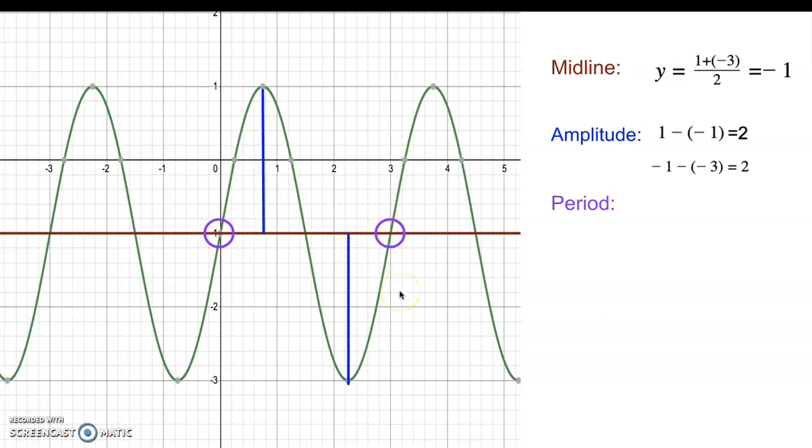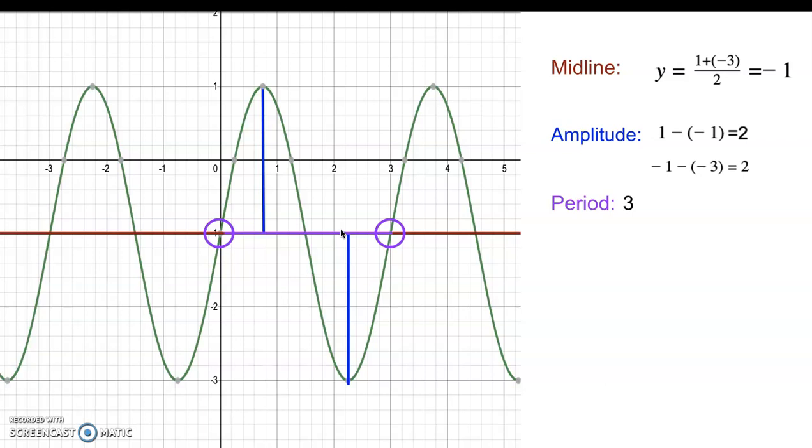Now to find the period, we look at our x values. Initially we started at x equals 0 and we ended at x equals 3. To find this length, we do 3 minus 0. And so the length of our period is 3.